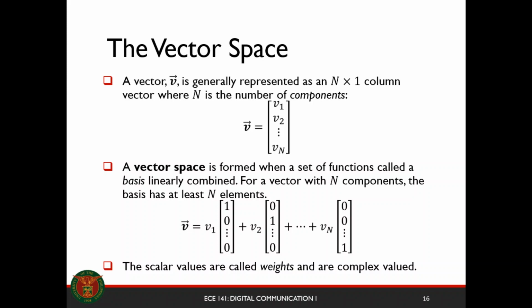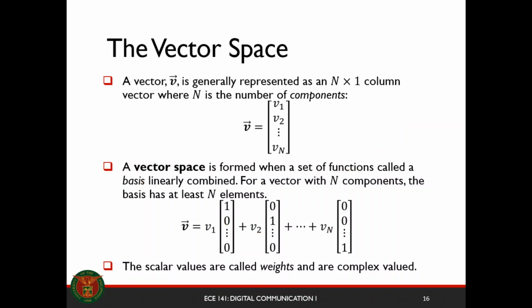So the vector space is formed when a set of vectors called a basis is linearly combined. What do we mean by linearly combined? We combine them using weights, scalar multiples.